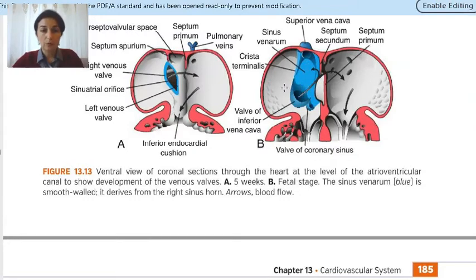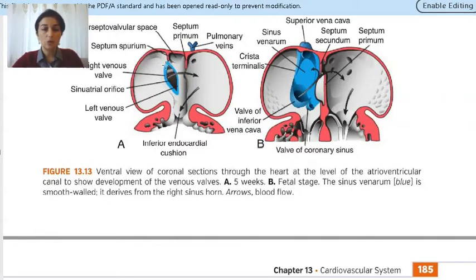Between them we will have the crista terminalis, which will be the border between this smooth walled part and the trabeculated part of the right atrium. At the region where the sinus opens into the right atrium, there are two valves: the left valve and the right sinus valve.